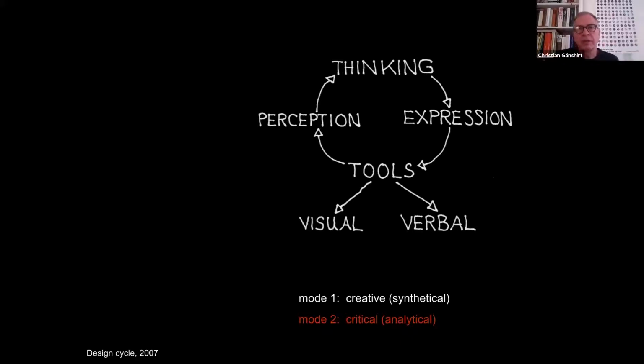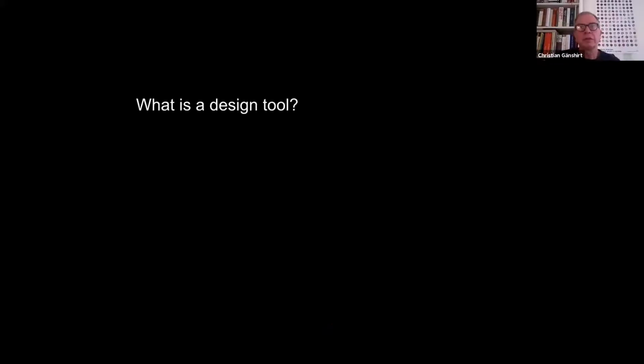Because this cycle or these activities are always present in any design process, and each step is building on the next step. So you only can express what you thought, you only can perceive what your tools tell you, and you only can think about what you have seen. So none of these steps can be skipped. If you want to make improvements, you have to go step by step, again and again and again. So that's maybe the secret of design. And the key term in this cycle is tools. So my research question is, what is a design tool?